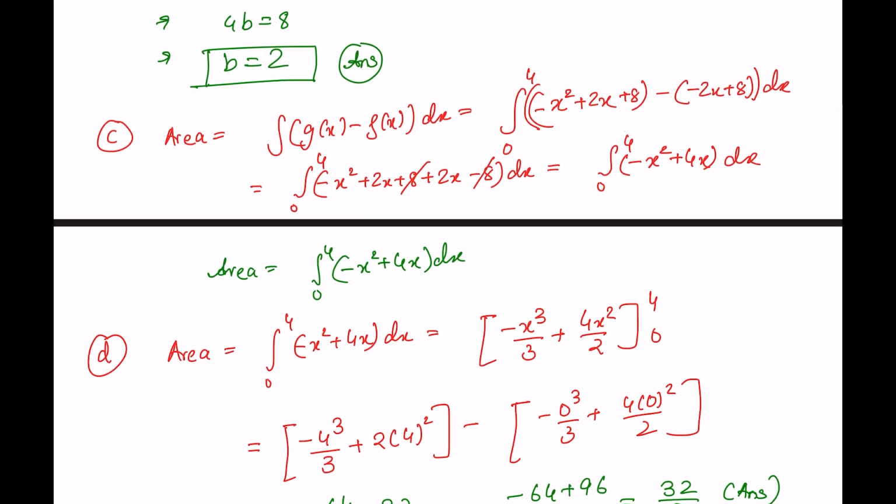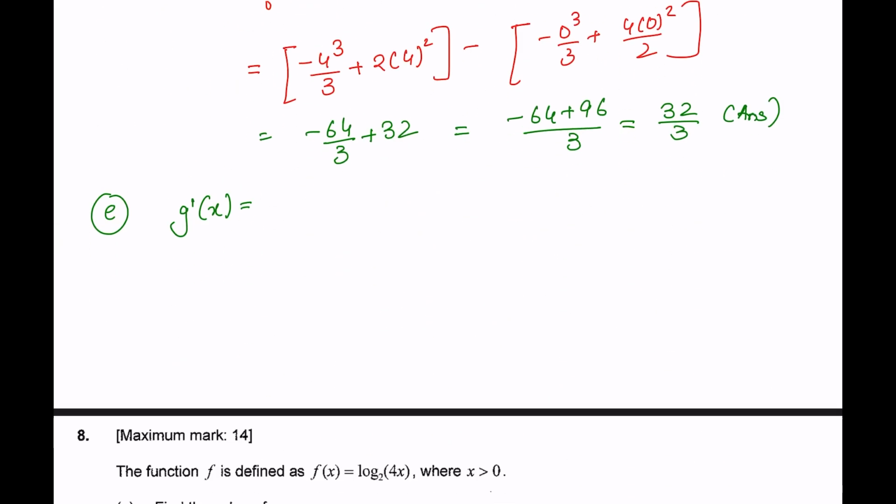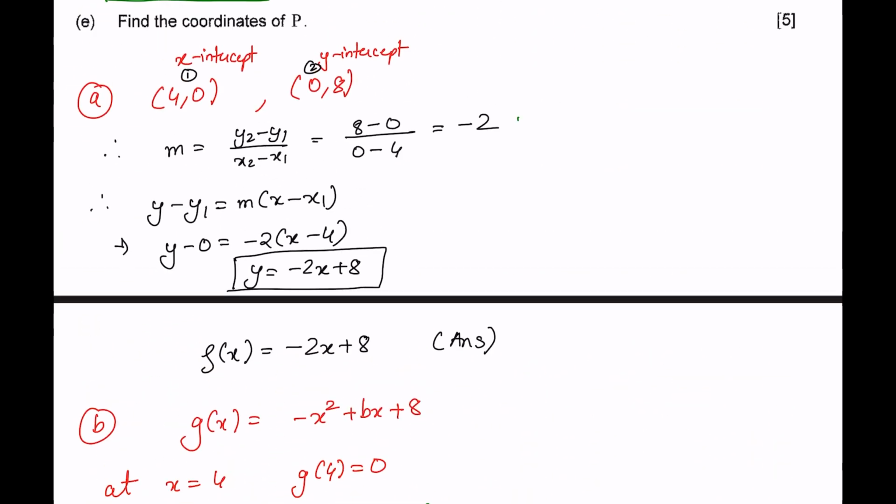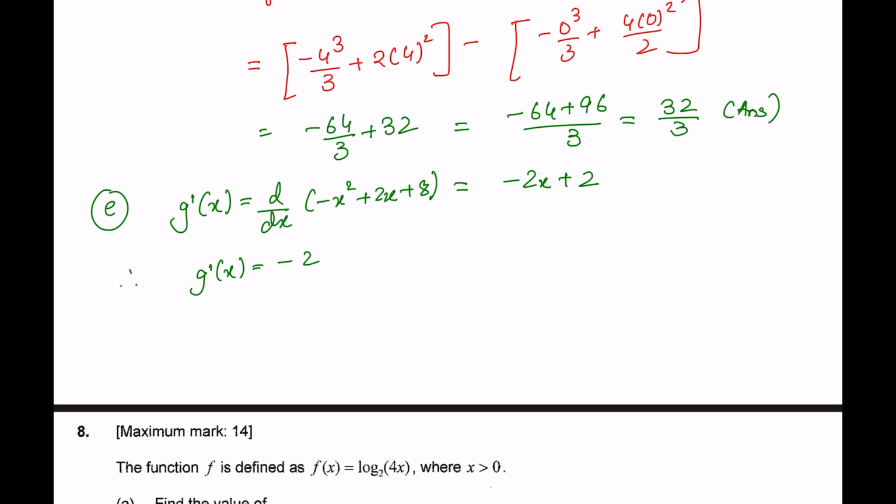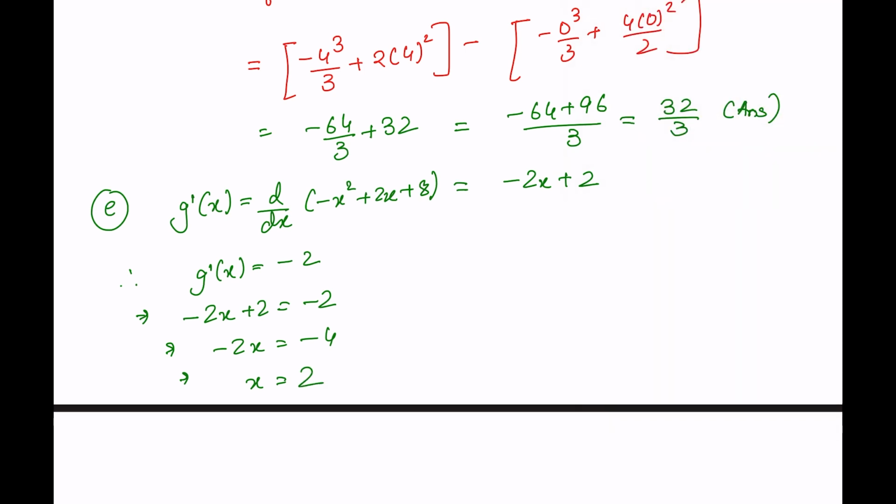g dash x would be d/dx of minus x squared plus 2x plus 8, which gives you minus 2x plus 2. Now g dash x should be equal to the slope of the line, and the slope of the line we found in the first part as -2, right? So this will be equal to -2, and from here I can find the value of x. Minus 2x, if I shift 2 to the other side, becomes -4, and if I divide both sides by 2, x becomes 2. So x is the x coordinate of point P, right?